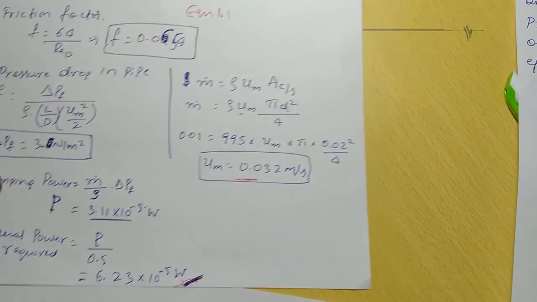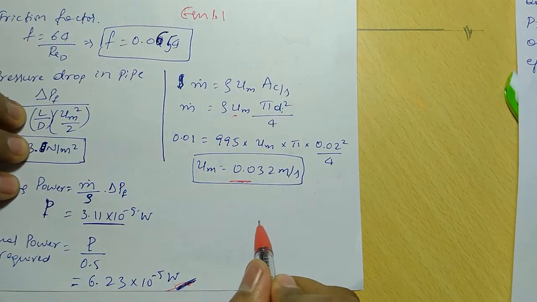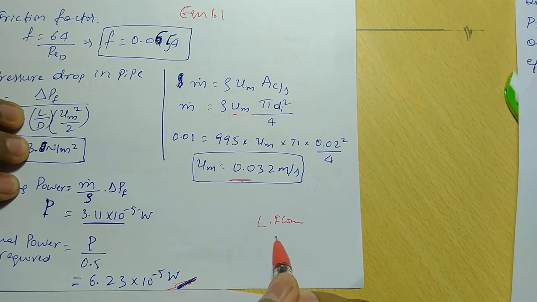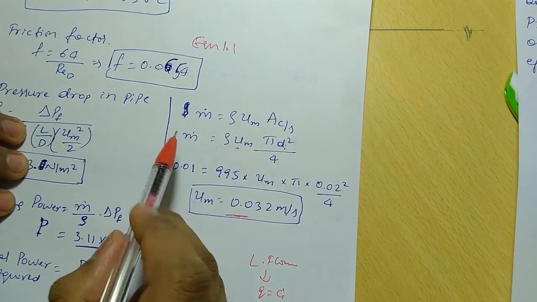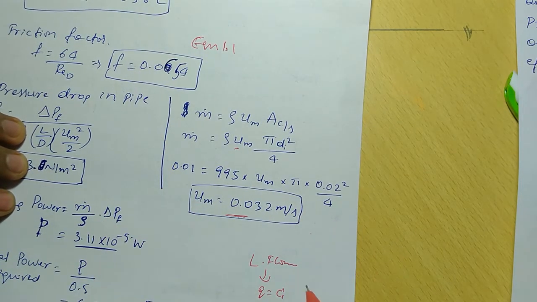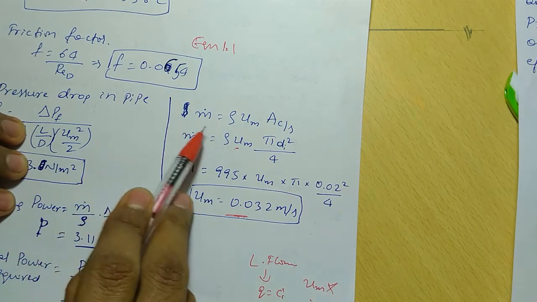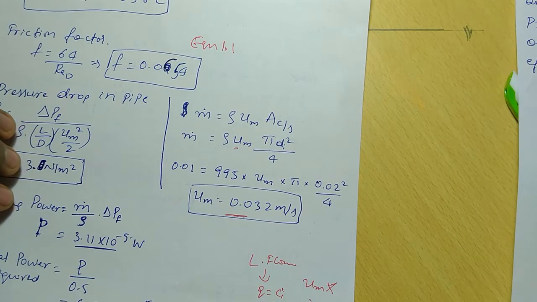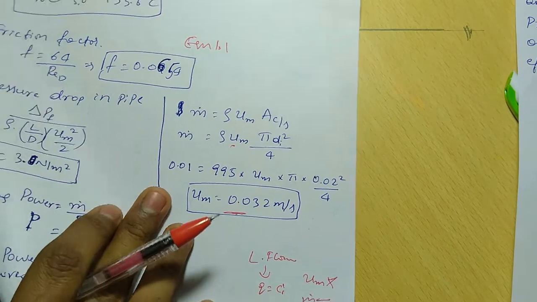Now, in this problem, what you solved was the laminar flow condition for q equal to constant. Also, if the velocity u_m is not given but m dot is given, this is the equation we use to calculate u_m. This question is also asked in the examination. Now we'll go for the next problem.